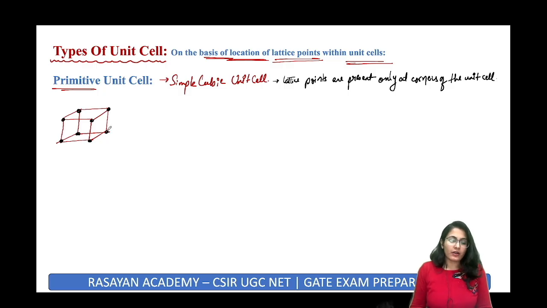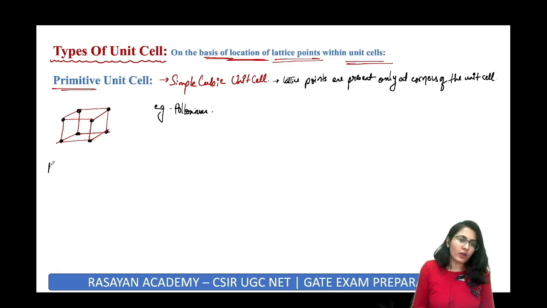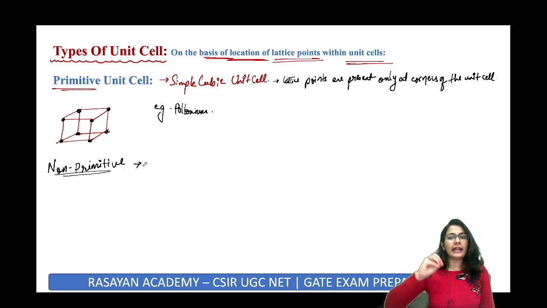Alright. Now for example, you have many different examples of simple cubic unit cell. Example, polonium. Polonium is one example. Okay. Now we move onwards and we talk about non-primitive. Non-primitive means non-simple. Okay. So non-primitive unit cell में आता है where the lattice points are present not only at the corners but also at different positions.